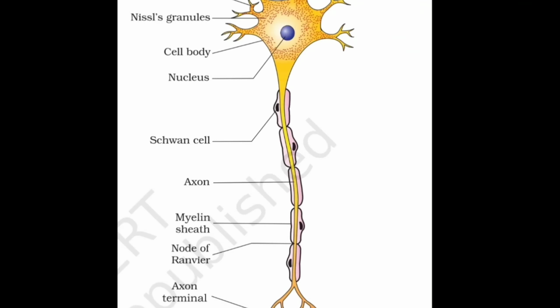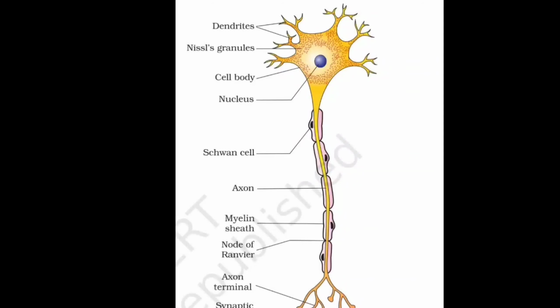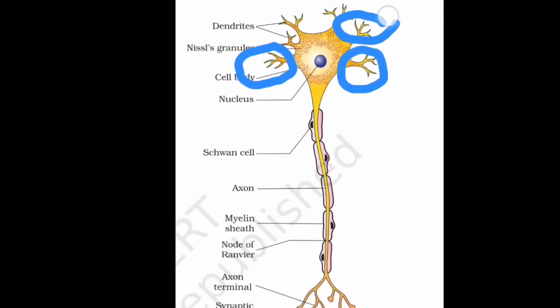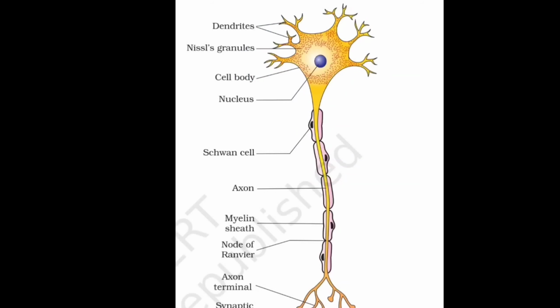Now dealing with the diagram. Here we can observe that this is a multipolar neuron, because we have dendrites in a lot of different places. All of these are dendrons, whereas we have only one axon. These are called the synaptic knobs. This is the cell body, which is called the cyton. We have a nucleus as well.